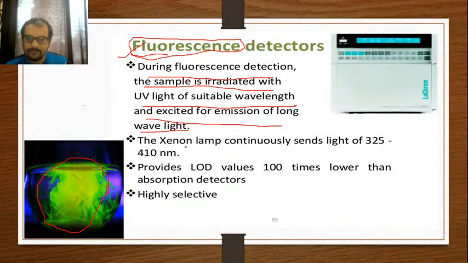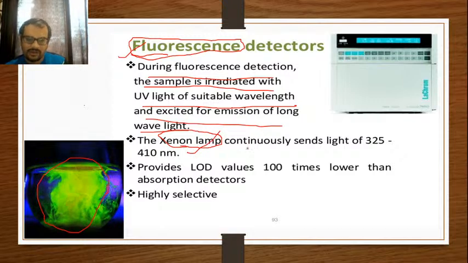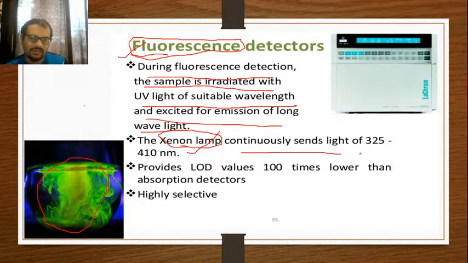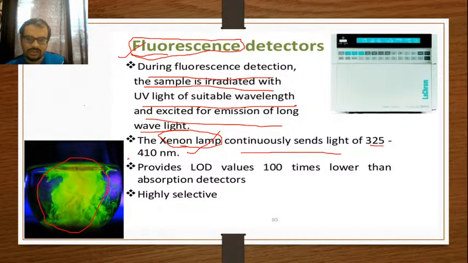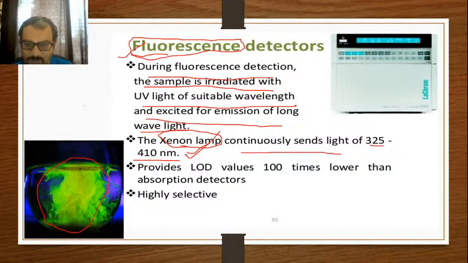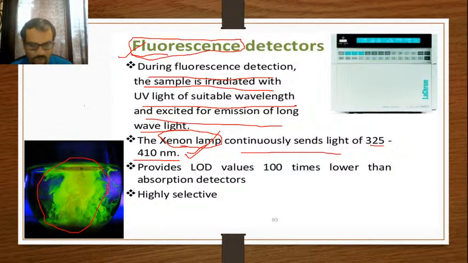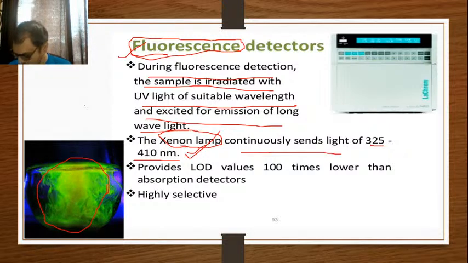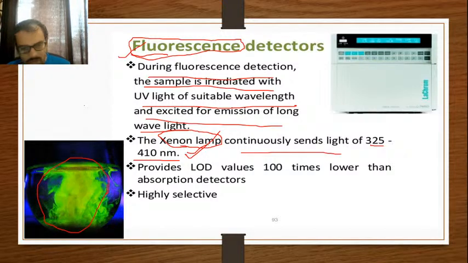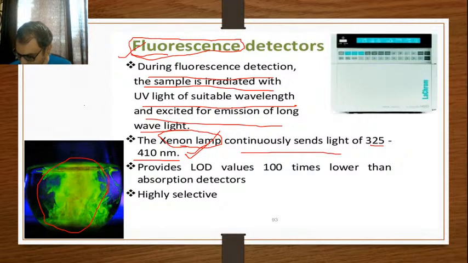Okay, the xenon lamp, which is also used in UV spectroscopy, can continuously send light of 325 to 14 nanometers, where you can easily detect the fluorescent molecule. It provides LOD values 100 times lower than the absorption detectors. What is LOD? Explain it. What is LOD? Definition.